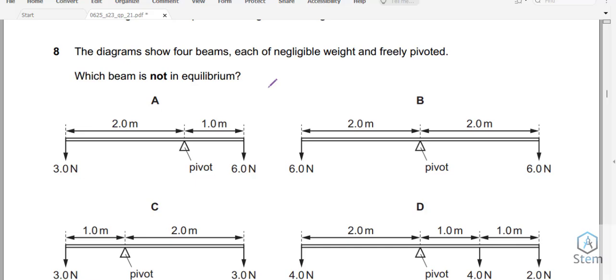The diagrams show 4 beams, each of negligible weight and freely pivoted. Which beam is not in equilibrium? When a beam is not in equilibrium, it means, first condition, there is resultant force. Second condition, it means there is resultant moment.